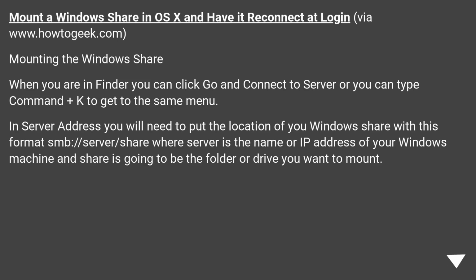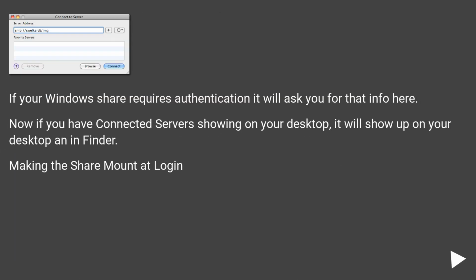When you are in Finder you can click Go and Connect to Server, or you can type Command+K to get to the same menu. In the server address you will need to put the location of your Windows share in this format: smb://server/share, where server is the name or IP address of your Windows machine and share is the folder or drive you want to mount. If your Windows share requires authentication, it will ask you for that info here. Now if you have connected servers showing on your desktop, it will show up on your desktop and in Finder.